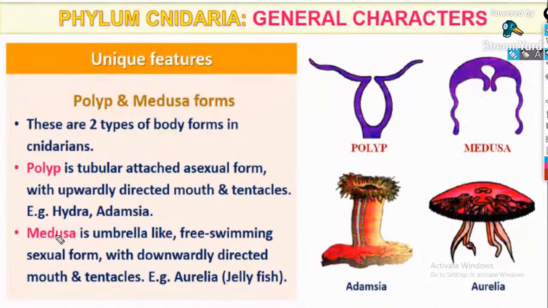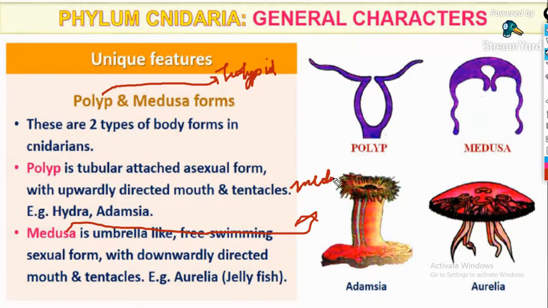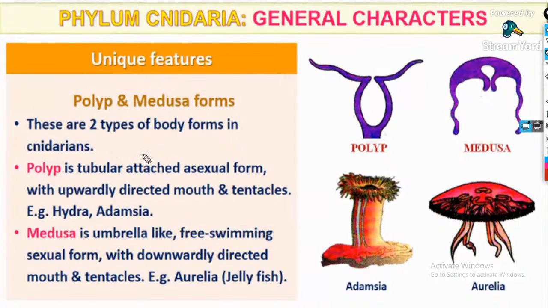We have discussed both: there is an asexual form known as the polyp and a sexual form known as medusa. The polyp is also called polypoid, and medusa is medusoid. The short forms are polyp and medusa. So there are two body forms in cnidarians. This alternation of generation we have discussed is known as metagenesis. Is that clear? Hope it's clear for you all.